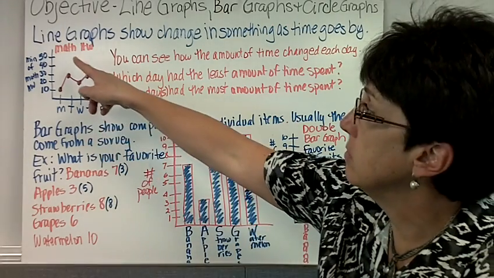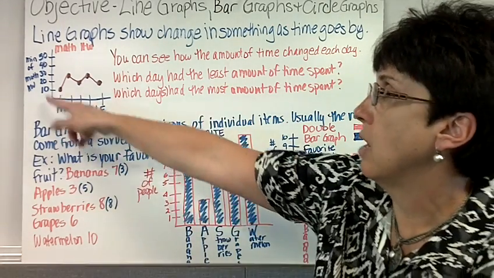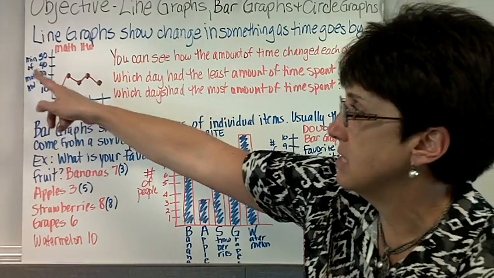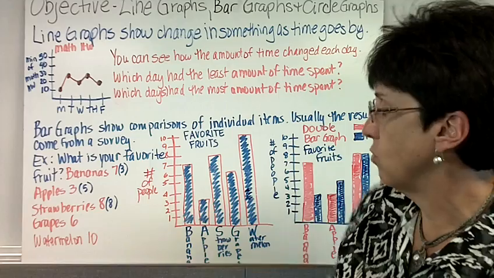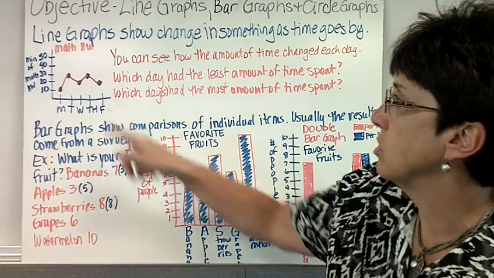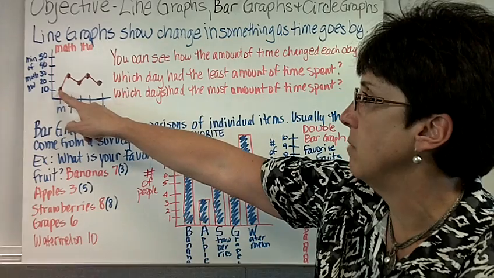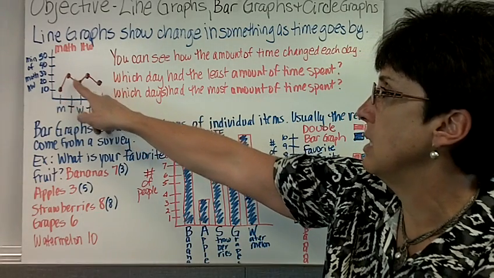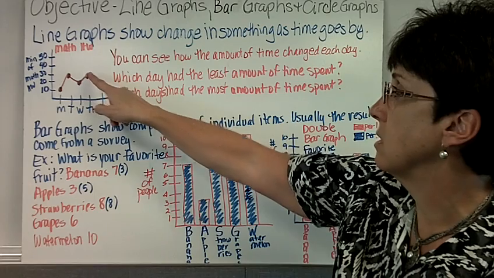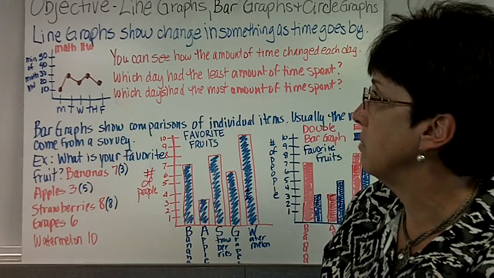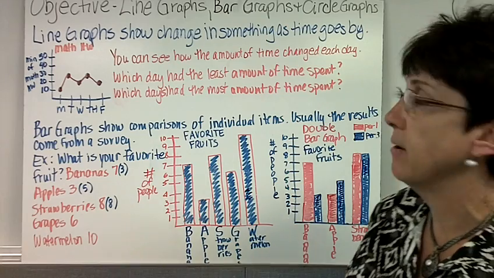So, for example, here is my graph. It's called math homework. On the side axis, it's the minutes of math homework. Down here are the days. I could write days down there also, but Monday, Tuesday, Wednesday, Thursday, Friday. And here for Monday was 10 minutes, Tuesday 30 minutes, Wednesday 20 minutes, Thursday 30 minutes, Friday 20 minutes. So you can see how the amount of time changed each day.